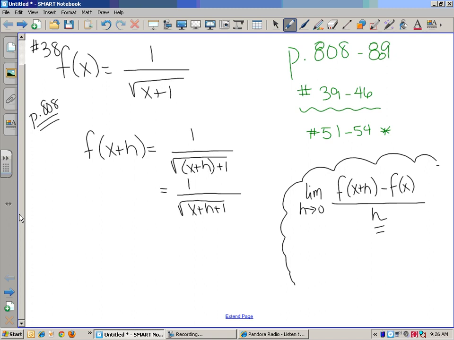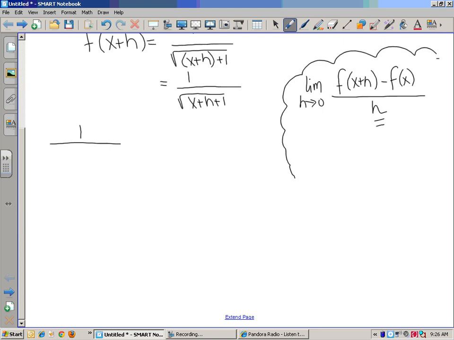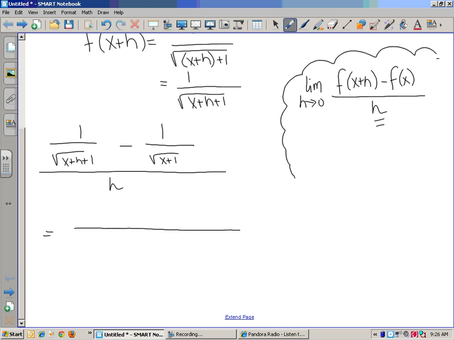So let's do some algebra. Let's use our formula, and we're going to need to simplify. That's my f of x plus h minus my f of x, all over h. In order to do this one, I'm going to have to find a common denominator for just the numerator, which is going to be all of this junk, and this. So we have both of those pieces we have to worry about.